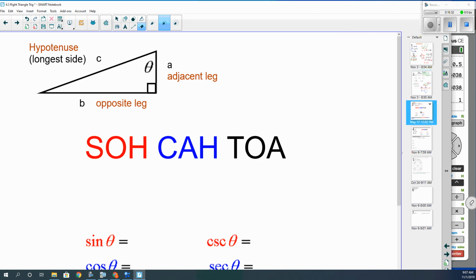Okay, so now SOHCAHTOA. SOHCAHTOA can only be used if you have a right triangle. If it's not a 90-degree angle, you can't do SOHCAHTOA. So with SOHCAHTOA, the S stands for sine. I'm not going to write it as S-I-N-E, I'm just going to put the abbreviation S-I-N. So sine of an angle equals, the O stands for the opposite leg. The H stands for the hypotenuse. So the opposite leg divided by the hypotenuse.